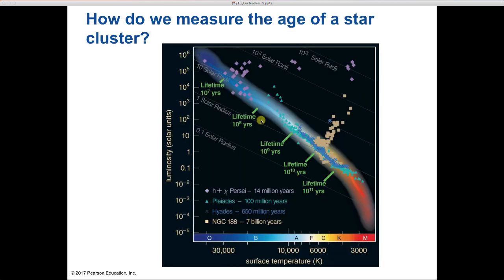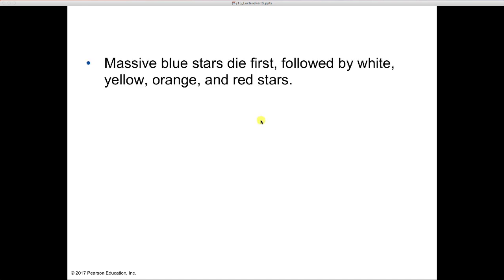So how do we tell the age of a cluster? How do we know that these globular clusters are older and these open clusters are younger? How do we know this? Well, the first thing we have to remind ourselves is that when we look at stars, the big, massive, hot blue stars, they don't live very long. They're the first stars to die. And then the next stars to die are usually the whitish looking stars.